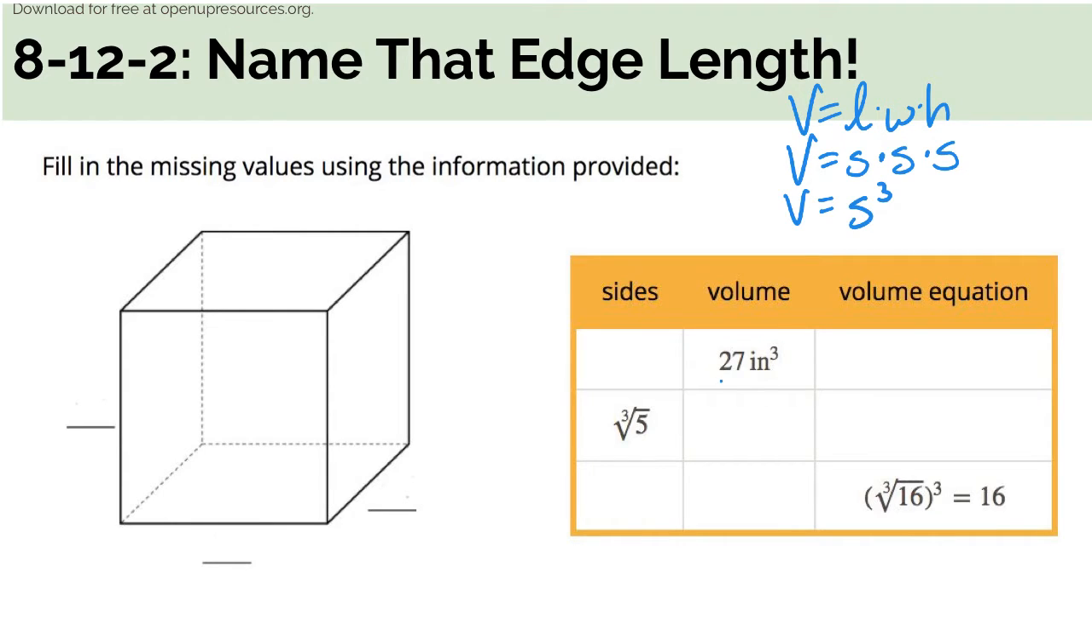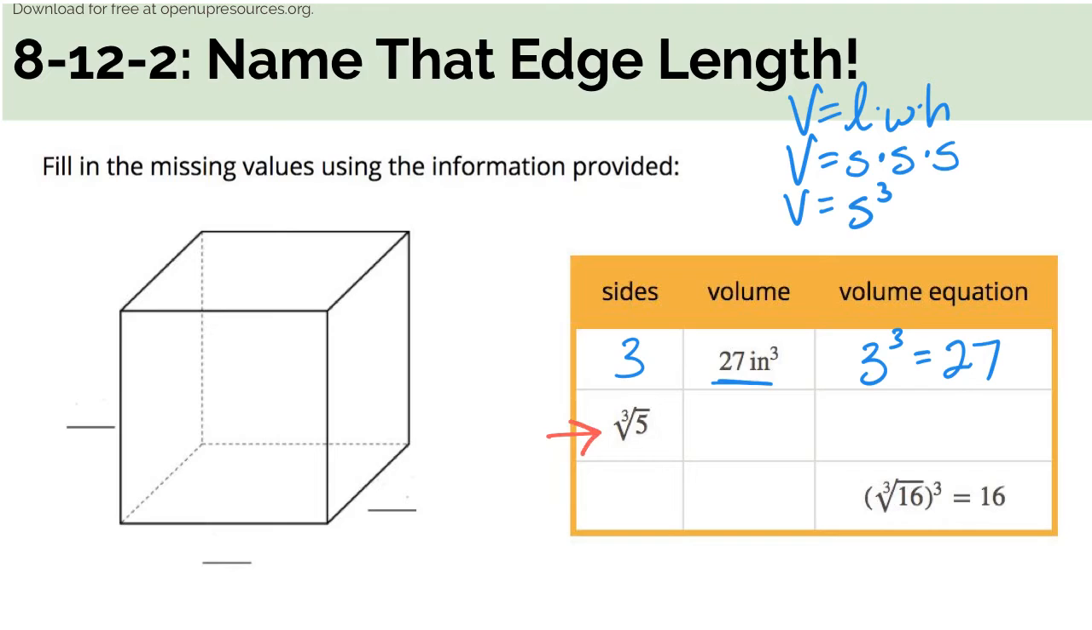In our table, our first one is saying that if the volume is 27, what is the length of the sides? This might take some trial and error, but I could figure out that if I had 3 times 3 times 3, that would get me 27. So 3 cubed equals 27.